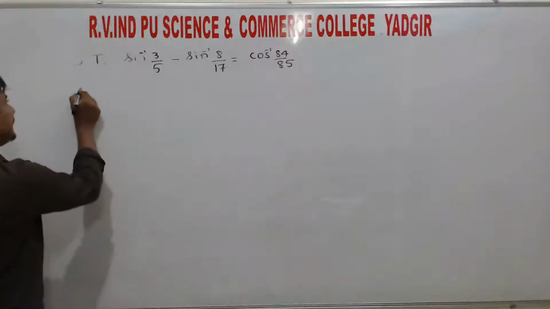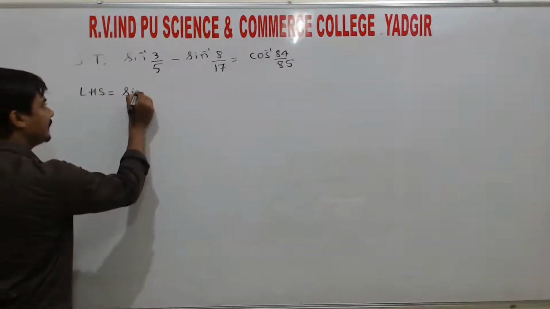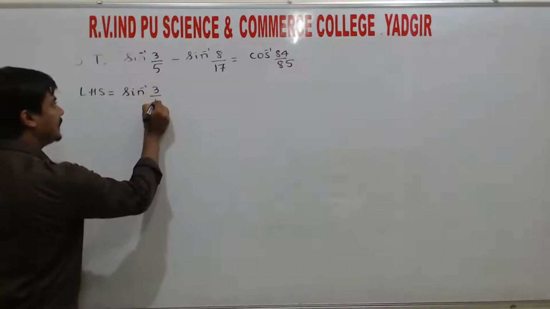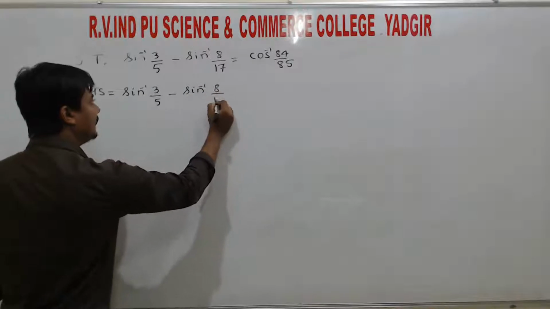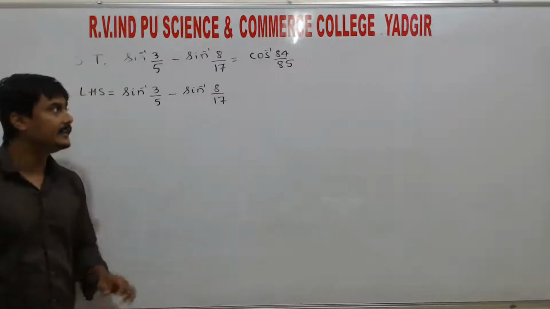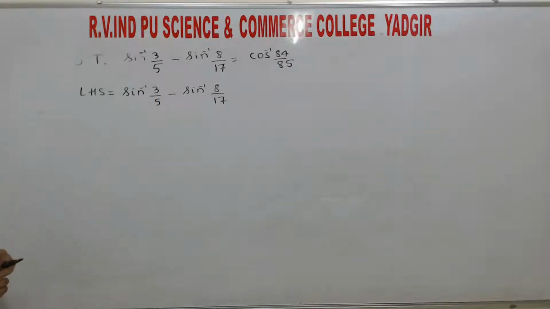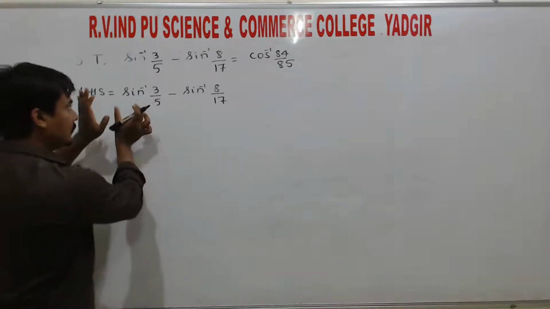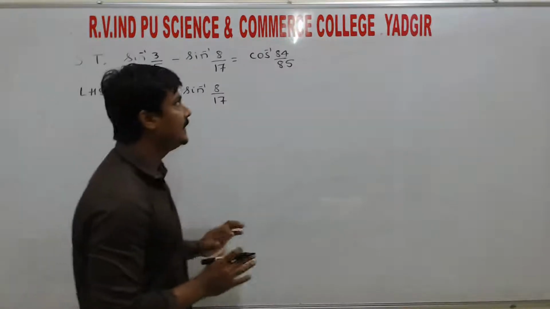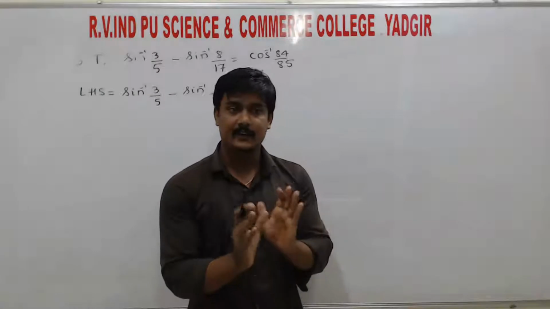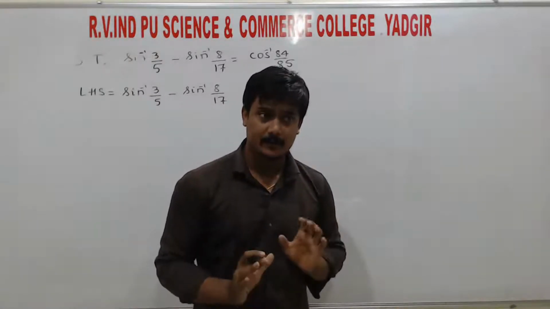So first I will take left hand side. Left hand side is sine inverse 3 by 5 minus sine inverse 8 by 17. This is our left hand side. Right now we do not know the formula for sine inverse x minus sine inverse y. There is a formula, I don't say that there is no formula, but we do not remember it right now.